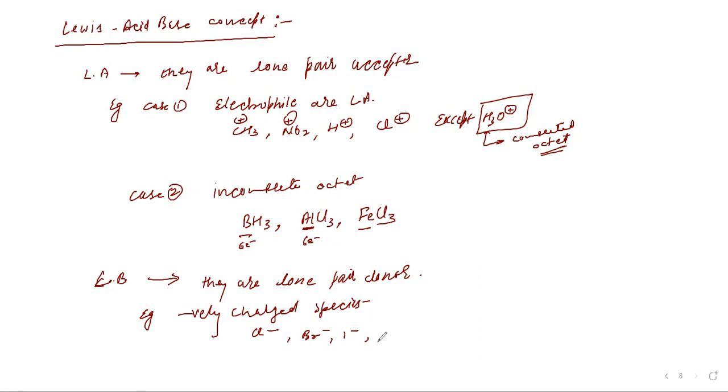Okay, next one. Whatever the negative charge you can mention, they are capable to donate lone pair electron. Okay, so this is the Lewis base.